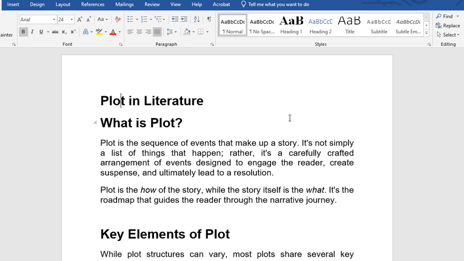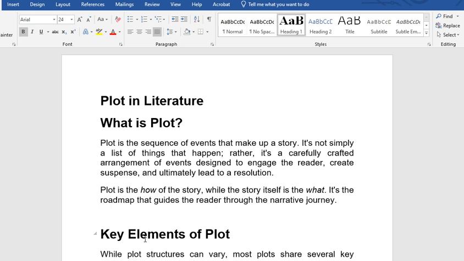A plot should be able to engage the reader. The writer of a plot or the writer of the narrative should be able to create suspense which leads to a resolution. So don't just arrange events and call it a plot. Plot is the how of the story, while the story itself is the what. It's the roadmap that guides the reader through the narrative journey. So it guides the readers from the beginning to the end of the narrative.